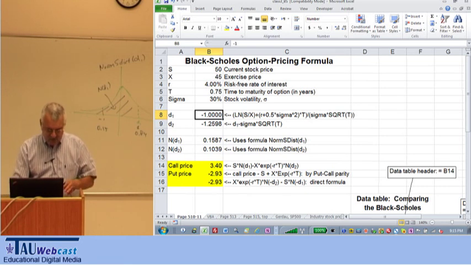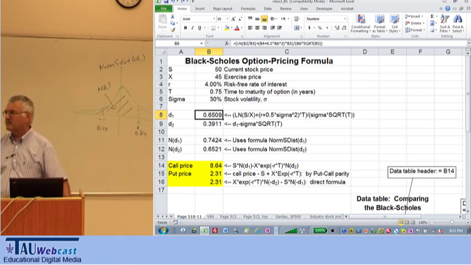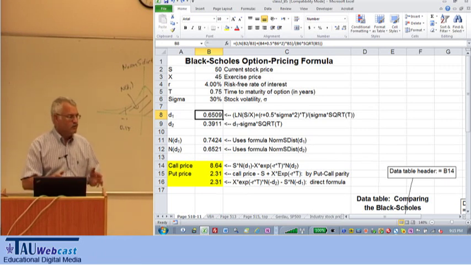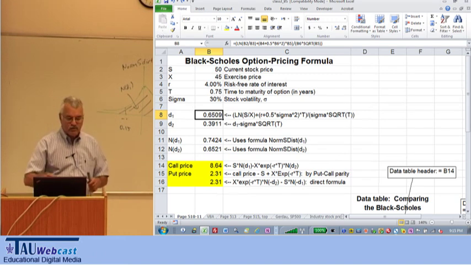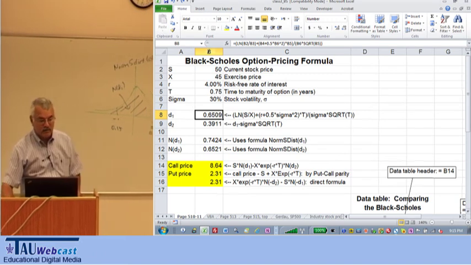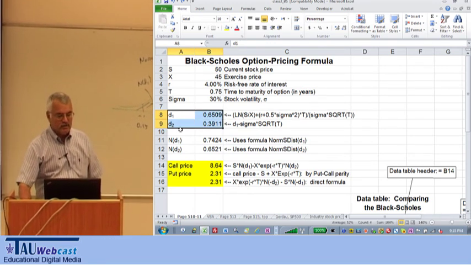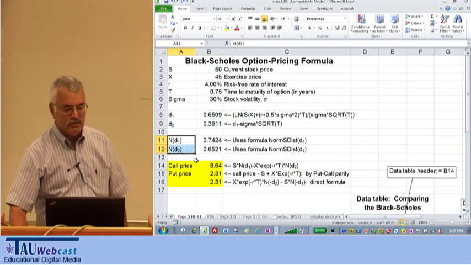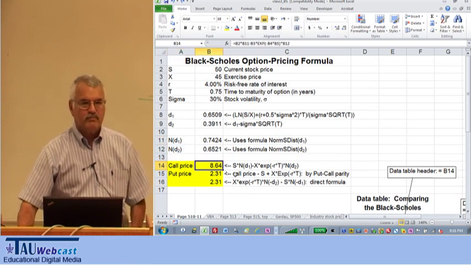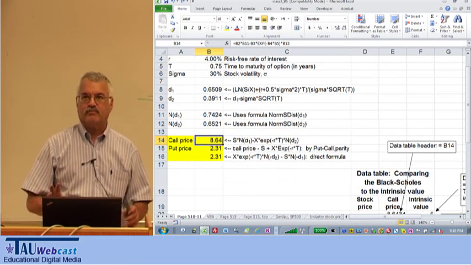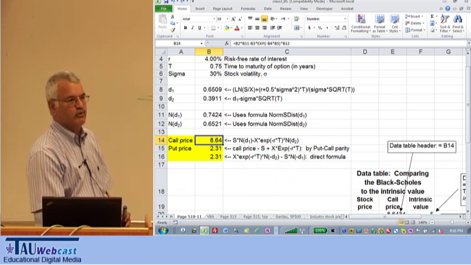So I'm not making an advertisement for NORM.S.DIST, but it actually computes correctly the values of the standard normal distribution. And then, so you've got the data up here. You've got D1 and D2, and N(D1) and N(D2), and now you can compute the value of the call and the put using the Black-Scholes formula.